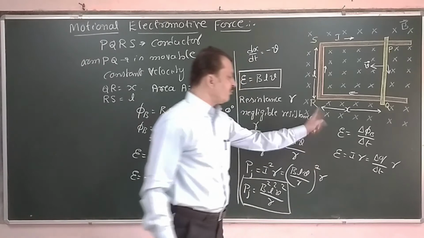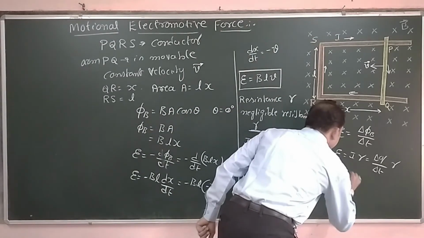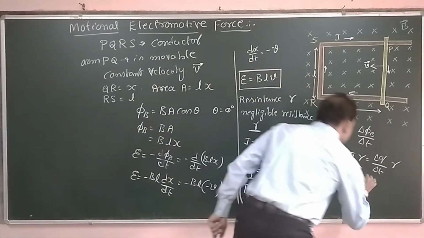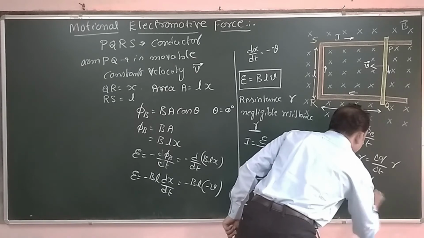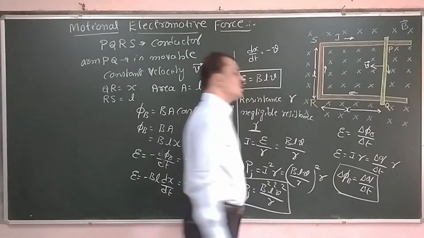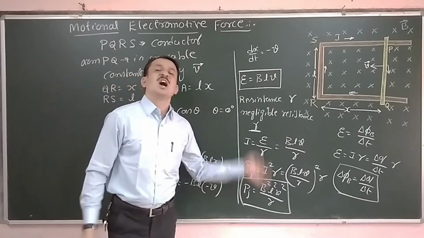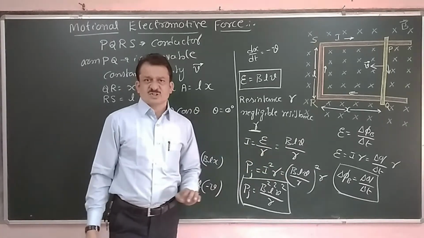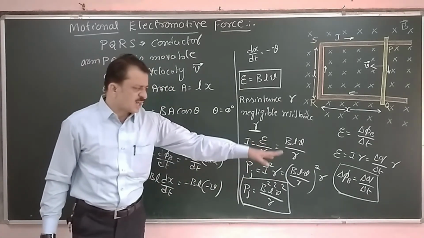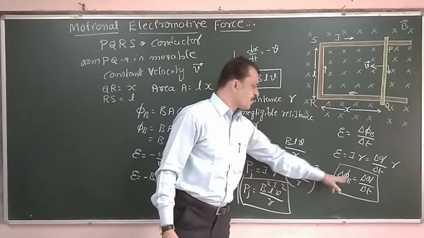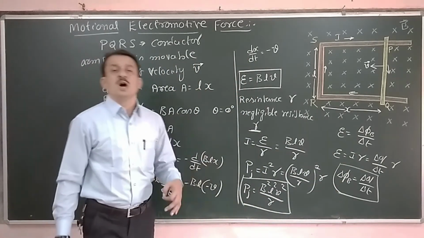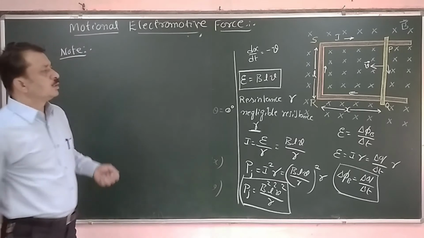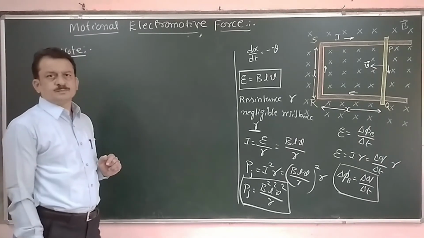Since both are EMF, compare them. I will get delta phi B is equal to delta q by delta t. We are getting one important relation between the charge and the magnetic flux. The change in flux is equal to the rate of flow of charges in that particular conductor. Now one important note we are going to study.